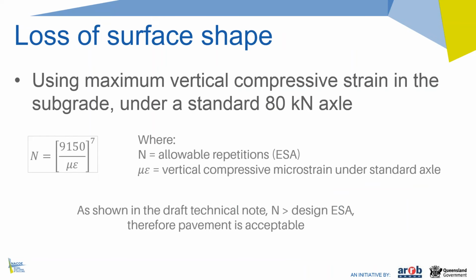So that really completes the assessment of asphalt fatigue damage. The final step is just to check the loss of surface shape or the subgrade deformation, using the maximum vertical compressive strain in the subgrade. In this case we just use the strain under a standard axle. We sub that into the formula there on the left hand side, and the calculations shown in the technical note, but in this case the allowable loading was much greater than the design traffic, so there was no issues there in terms of loss of surface shape or subgrade deformation.